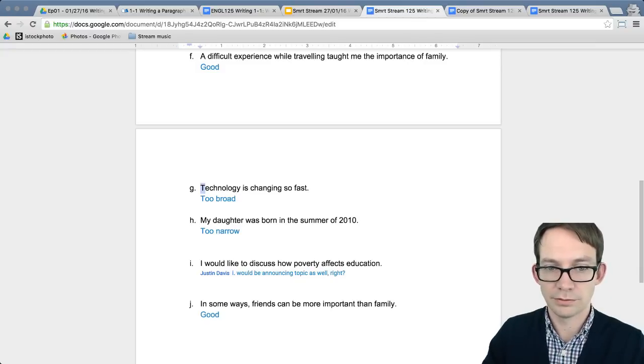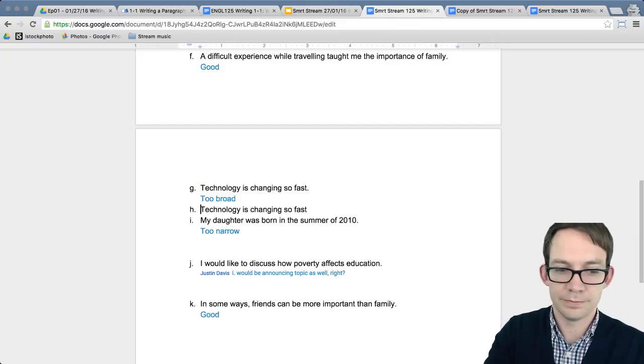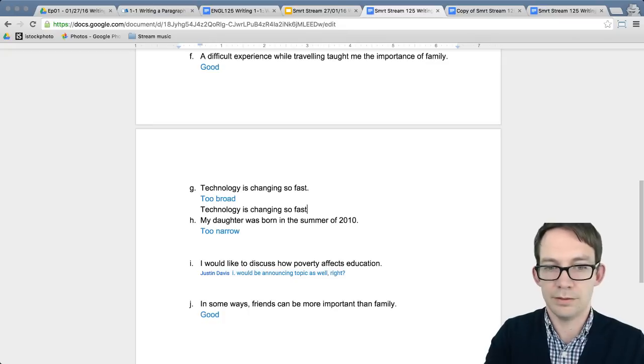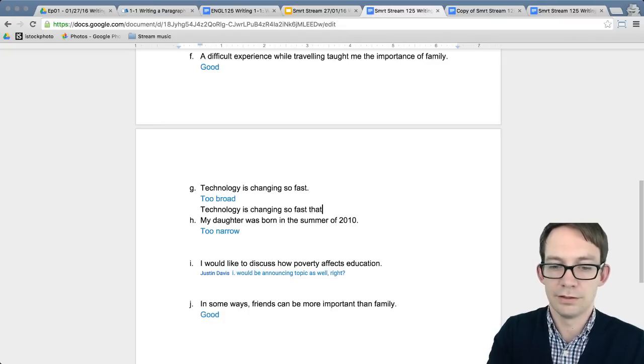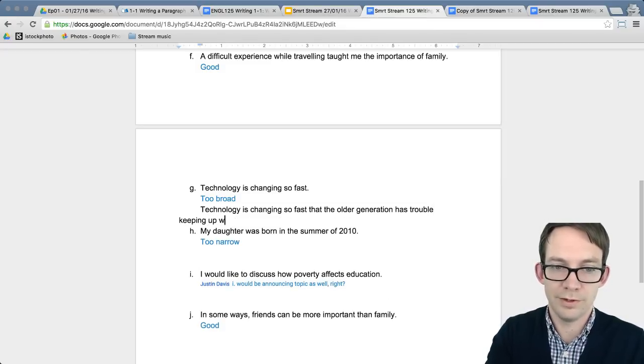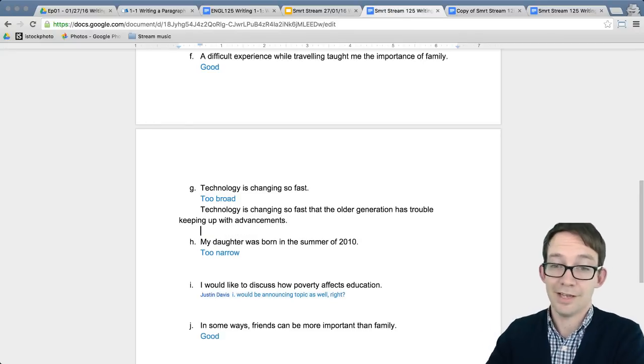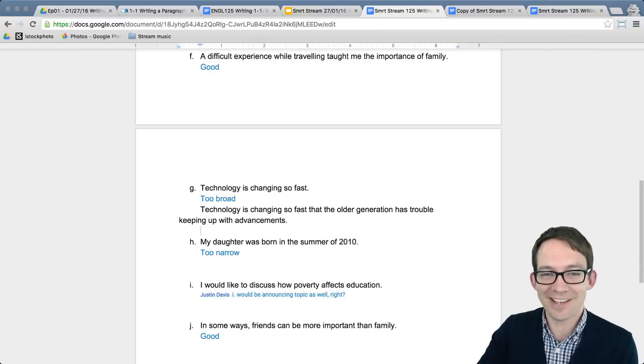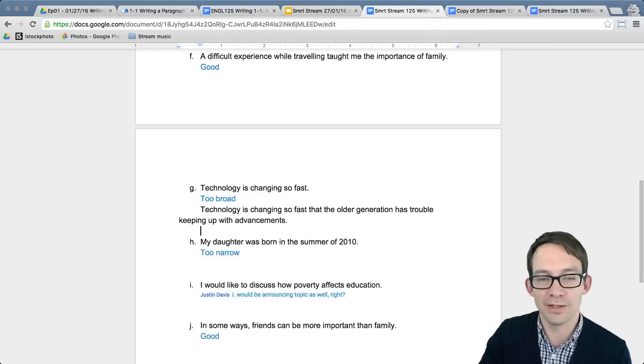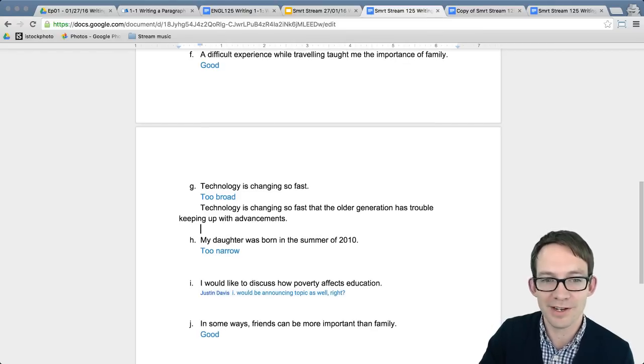How about, I'll just copy this, put it down here. Technology is changing so fast that, what could you say? The older generation has trouble keeping up with advancements. Yeah, sorry to any older people watching. But technology is changing so fast that the older generation has trouble keeping up with advancements. Now you've just got something a little bit more specific.